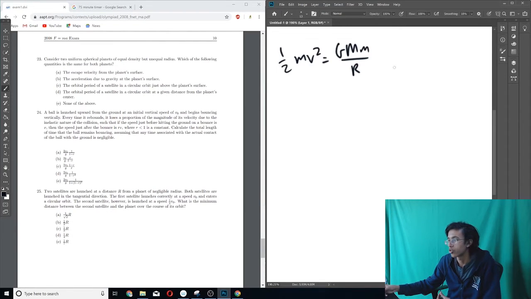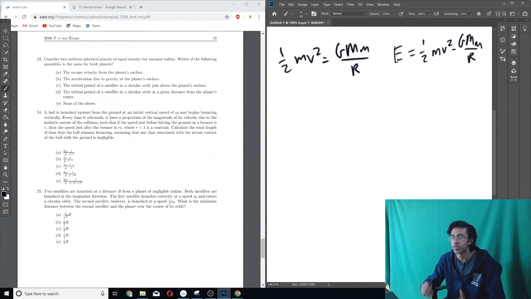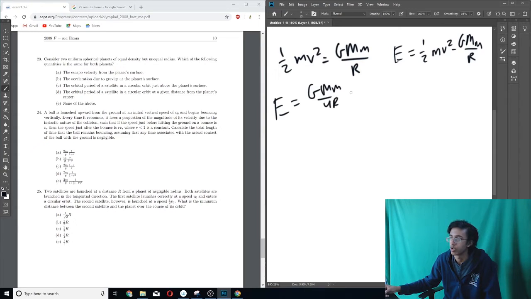So basically, our total energy is equal to 1/2 mv squared minus GMm over r. So in the circular case, this is 0. So we have this equation, right? But if we halve our velocity, then we have to quarter this. So 1/2 mv prime squared is GMm over 4r. So in the second case, our energy is GMm over 4r minus GMm over r, which is equal to negative 3/4 GMm over r.